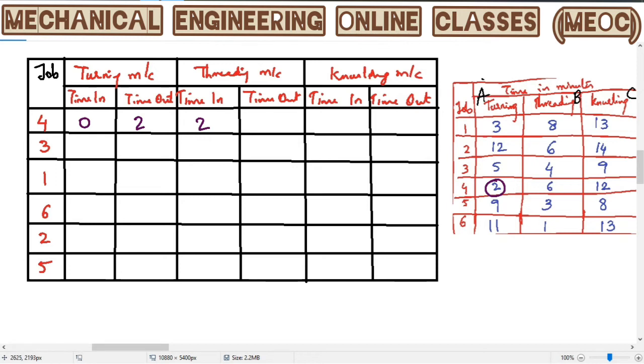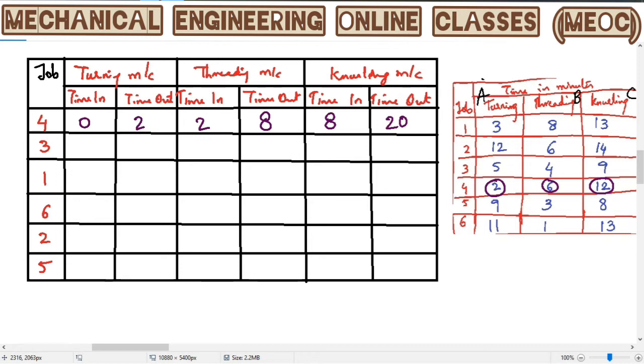How many minutes will it take on the threading machine? It is 6 minutes. So from 2 minutes it will add on, from 2 to 8. 6 minutes from 2 minutes is 8 minutes. So from 8 minutes it is free. The threading machine is free after the 8th minute. And once job 4 is out at the 8th minute, it will go immediately on to the knurling machine. How many minutes does that need? It needs 12 minutes on the knurling machine. So from 8 it will work 12 minutes. So total is 20 minutes. So job number 4 completes all its operations. All the operations on job 4 will be done by the end of 20 minutes starting from 0.